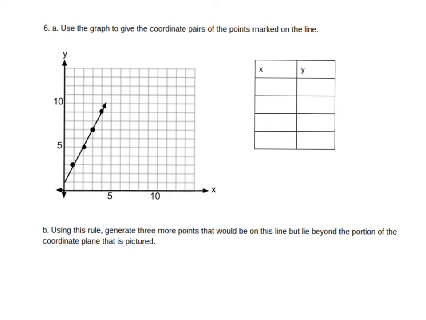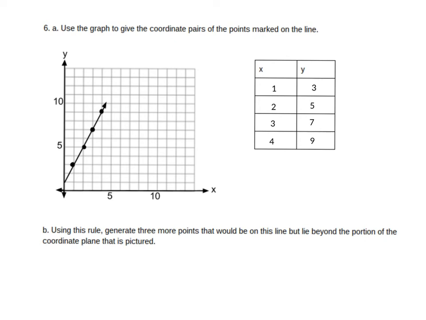Use the graph to give the coordinate pairs of the points marked on the line. So the first point that we see right here is over 1, up 3. The next one is over 2, up 5. The next one is over 3, up 7. And the last one is over 4, up 9. Using this rule, generate 3 more points that would be on this line but would lie beyond the portion of the coordinate plane that is pictured.